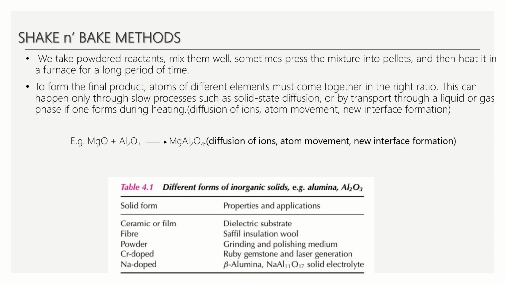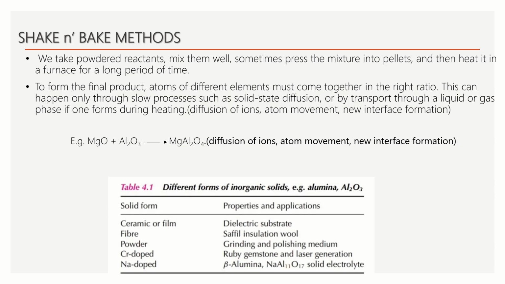For the reaction to happen, the atoms of one solid must somehow travel into the other solid. This happens in two pathways: solid state diffusion, where ions very slowly move from one particle into another; liquid or gas transport, if a small amount of liquid or vapor forms during heating, atoms can move faster through it. Only when atoms of the two reactants reach each other in the correct ratio do they finally form the product.